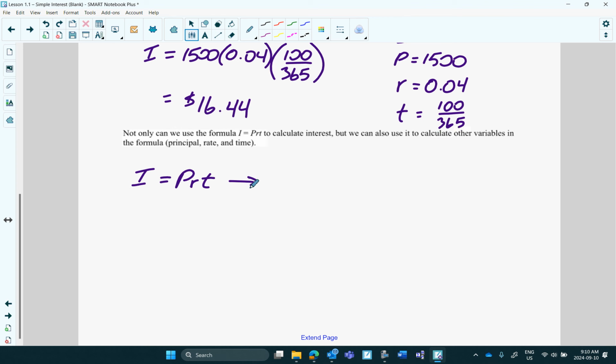What if I was given the interest that I made, given the interest rate and given the time, and I wanted to know how much I invested? Well, to find out the principal, just divide this by RT to cancel these out, which means you got to divide that side by RT. So to find the principal, you just take the interest divided by RT.